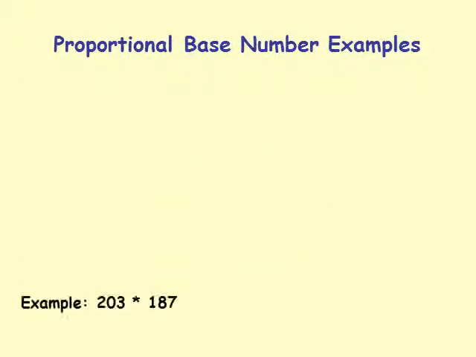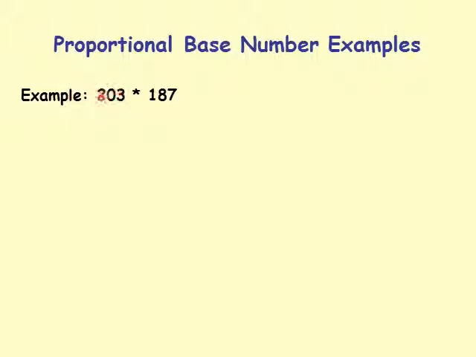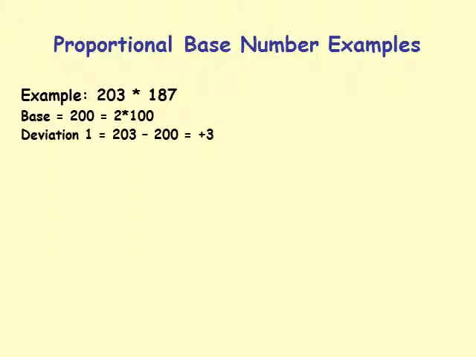More examples now. First example, 203 times 187. We have to choose a base first. The working base is 200, which I got from 2 times 100. We don't have to draw the lines all the time. We should be able to do the multiplication, since we know the steps. Next, deviation 1, 203 minus 200, which is plus 3. Deviation 2, 187 minus 200 is minus 13.